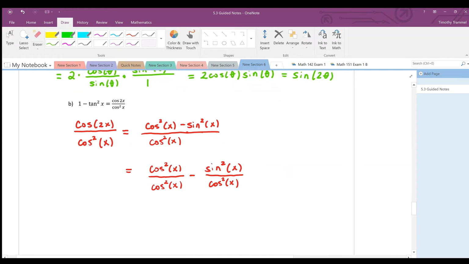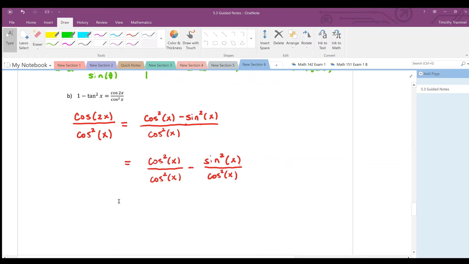And then next, well, cosine squared over cosine squared is 1, and sine squared x over cosine squared x is tangent squared of x. And we are done with that one. Let's go look at the next one.